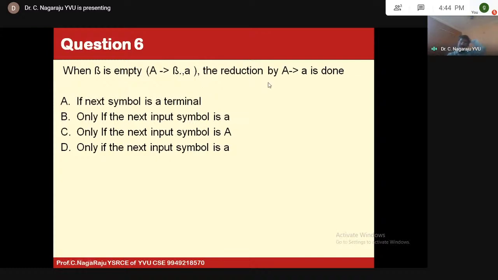In tomorrow's class I will explain LALR parsers and CLR parsers in depth. With that, I will complete the syntax analyzer. Next, after that, I will go to semantic analysis. That is also very important, because you can get more questions from these three.